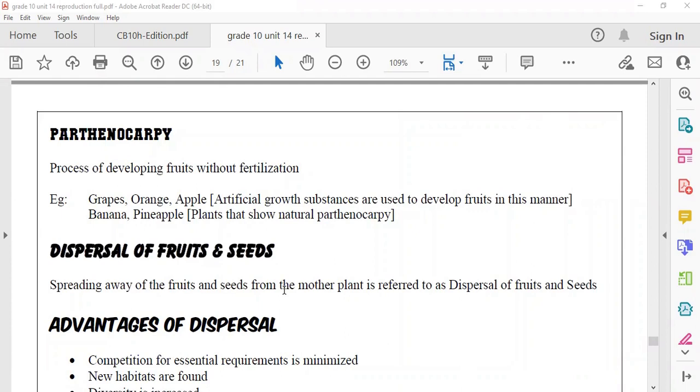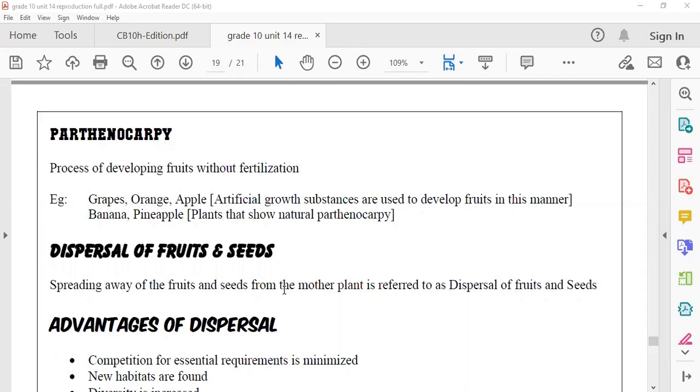If we take parthenocarpy, generally in the fruit development, fertilization, you know, fertilization, the egg and the sperm, otherwise male nucleus, fusing to form a zygote. Then the zygote will develop into an embryo. And that is called fertilization. If fertilization occurs only, there will be hormones released to turn the ovary to fruit.